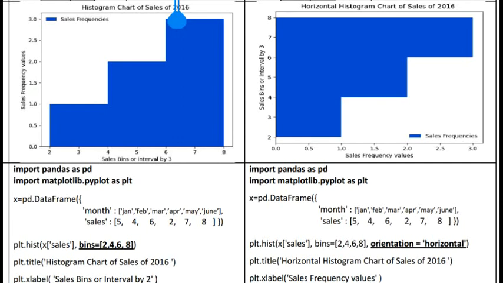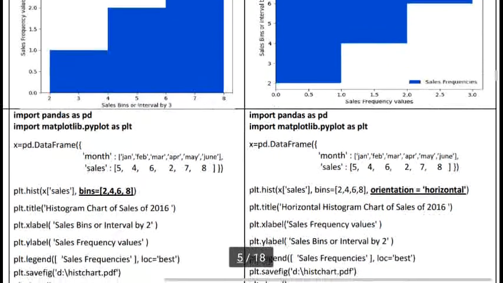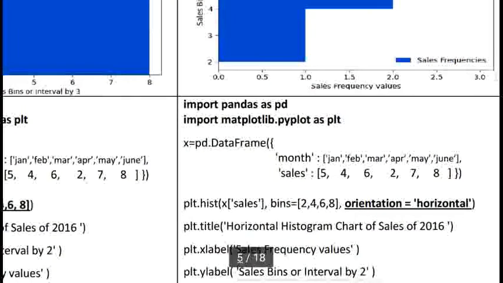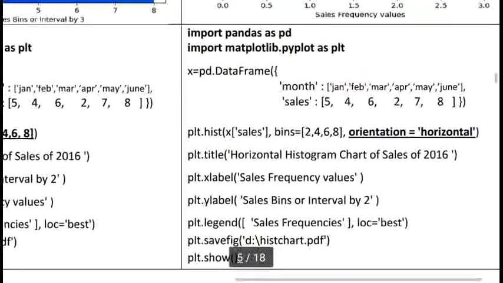If you want to show this chart in horizontal form, you need one parameter, orientation is equal to horizontal. Otherwise plt.title, plt.xlabel, plt.ylabel, legend and savefig, plt.show. This is common code we can use in every chart, in line chart, bar chart. So only one thing to keep in mind: for line chart plt.plot, for bar chart plt.bar, for histogram plt.hist.